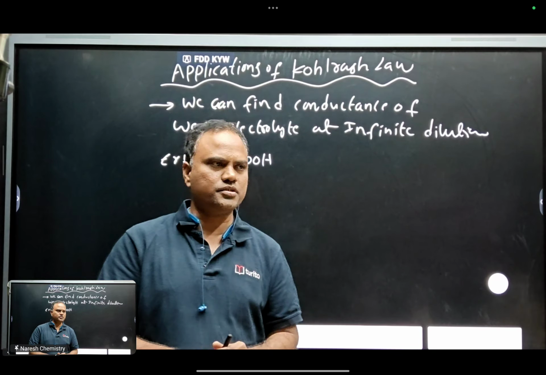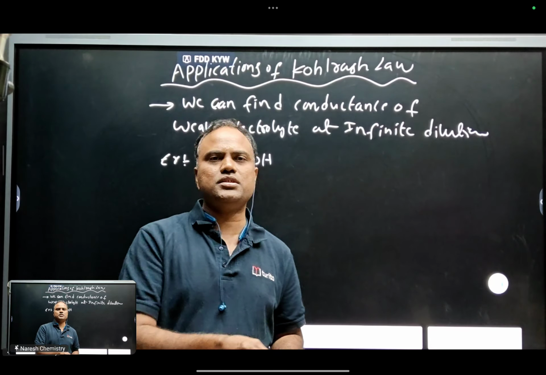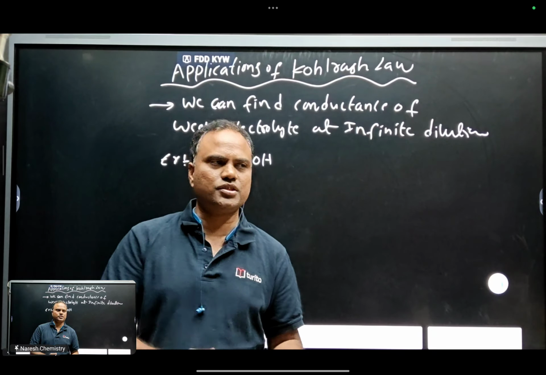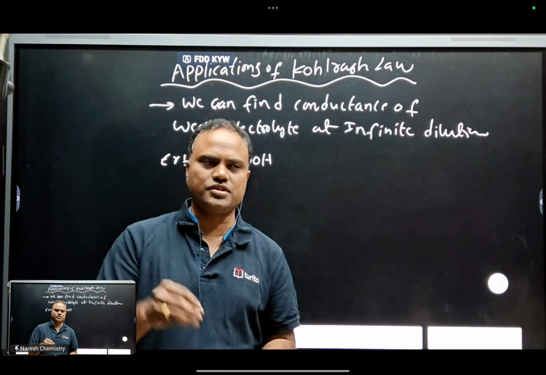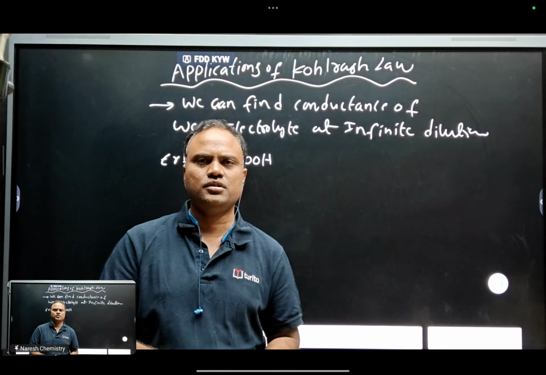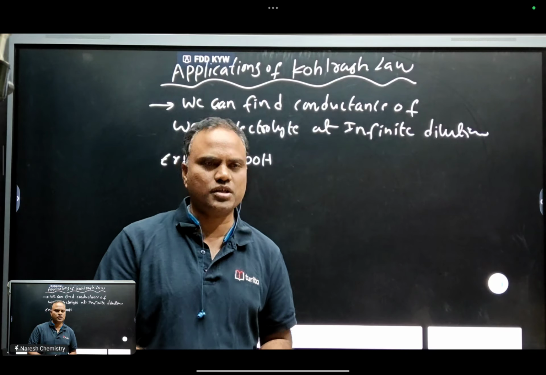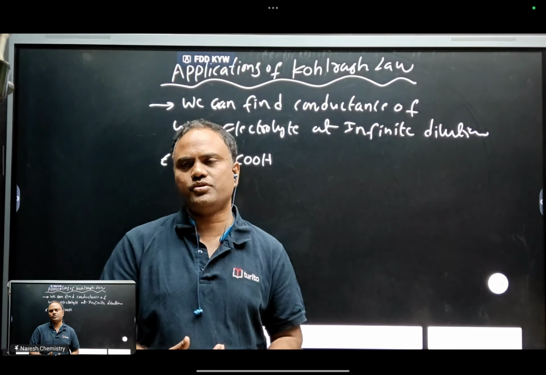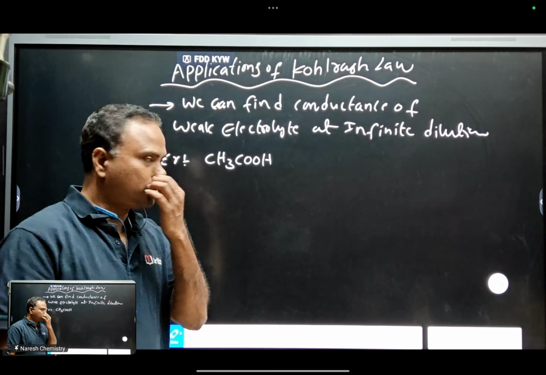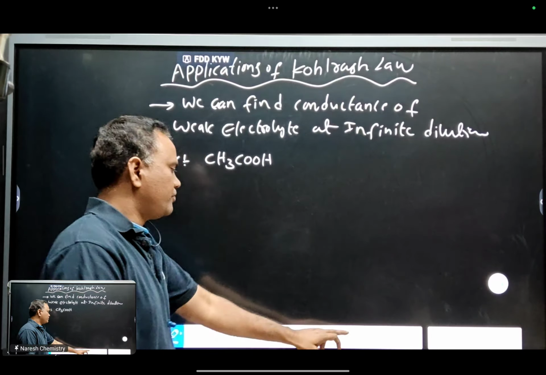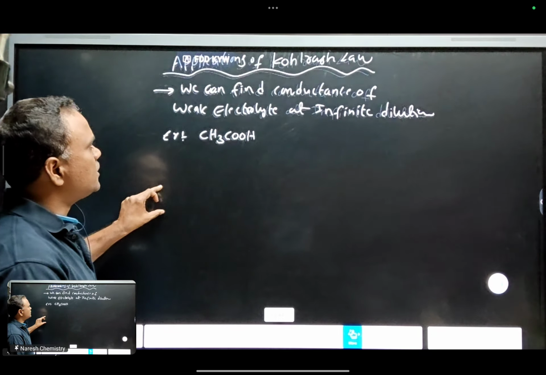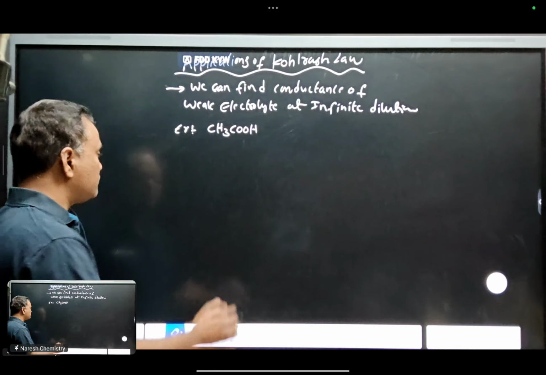They will give the question like this: X, Y, Z are the conductances of CH3COONa, HCl and NaCl. Then find the conductance of acetic acid. Then acetic acid will be the weak electrolyte. What is the procedure? How to find it? By taking one question, we can solve it. Okay, I'll give you one question. With the question, we can understand the procedure.